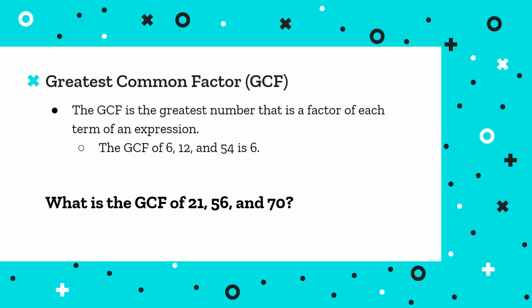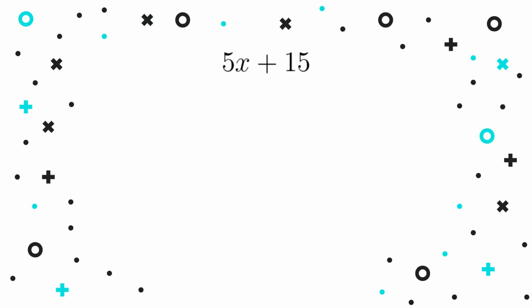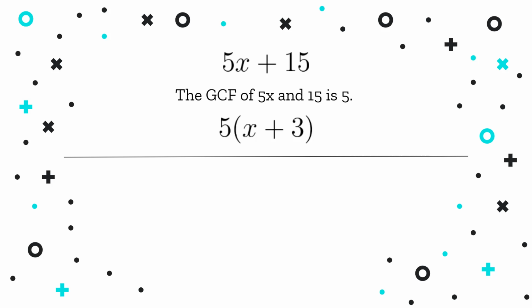What is the GCF of 21, 56, and 70? If you said 7, you are correct. Now let's look at an example. 5x plus 15. The GCF of 5x and 15 is 5, so we divide that out to get a final answer of 5 and then in parentheses x plus 3.